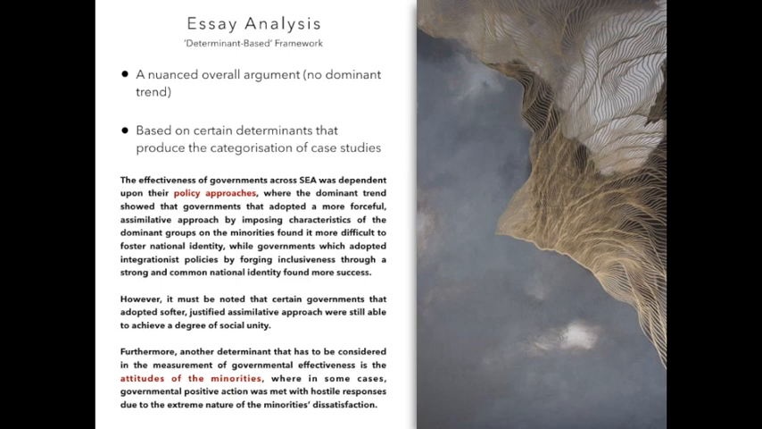So over here, I have suggested for you just 2, but obviously there can be a lot more determinants. Number 1, policy approaches, and number 2, attitudes of the minorities. Now, in this case, I'm making the assessment that governments that tended to pursue this type of policy tended to have this type of results. Countries that had this type of minorities tended to have this type of results. So you can see that the determinants are really going to be the key drivers of this argument, where they separate the case studies.